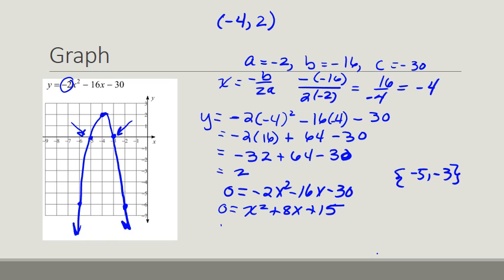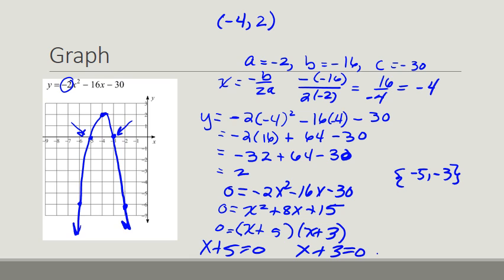And then I'm going to solve that by factoring. So x plus 5 and x plus 3. And if I set each of those factors equal to 0, indeed, x is negative 5 and x is negative 3. So don't forget that the roots, the x-intercepts, are the solutions and the zeros. Okay, so just remember that correlation there.